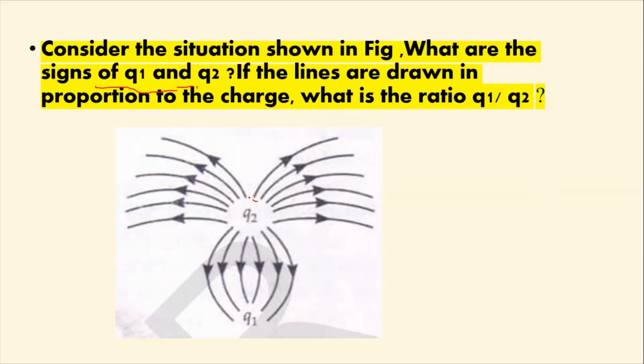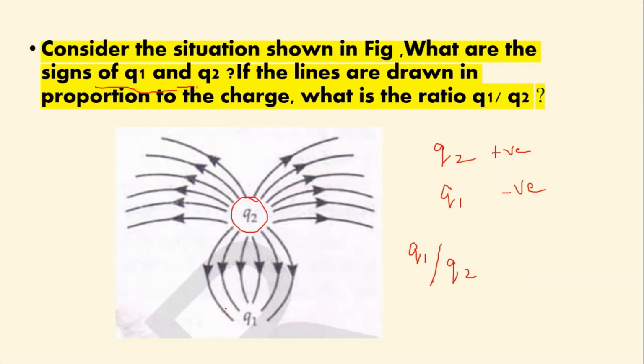Here if you see Q2, field lines are all directed radially outwards. That means Q2 is positive. For Q1, it is moving towards Q1, right? Q1 is negative. Ratio of Q1 to Q2, how will you find out? Q1 by Q2. Check the number of field lines that are emerging from or directed towards Q1.